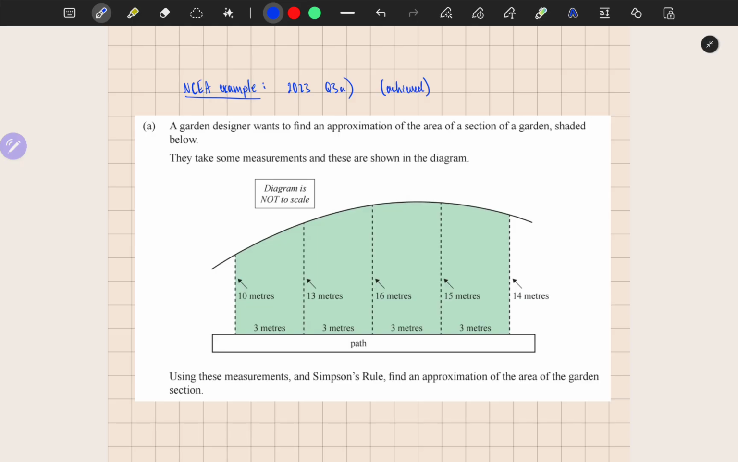So from 2023, question 3a, also worth achieved. A garden designer wants to find an approximation of the area of a section of a garden shaded below. They take some measurements, and these are shown in the diagram. Okay, cool. Using these measurements and Simpson's rule, find an approximation of the area of the garden section.